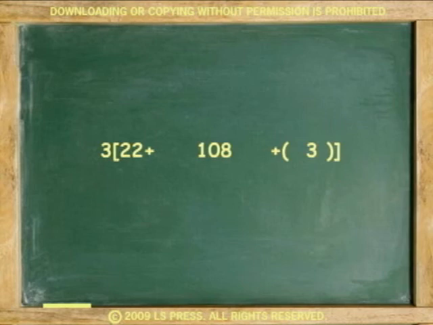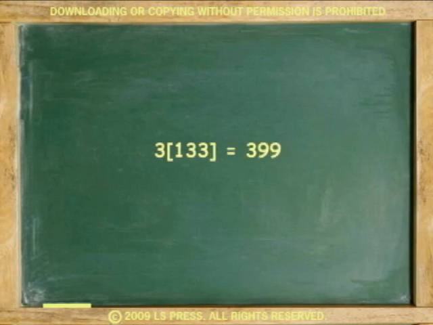Next, do addition inside the parentheses. 22 plus 108 plus 3, and get 133. Finally, multiply 3 times 133 to find the answer of 399.